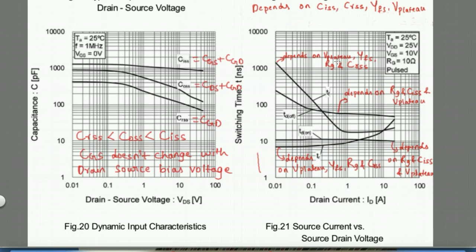the fall time depends upon the plateau voltage, forward transconductance, gate resistance and reverse transfer capacitance. The turn-off delay time depends upon gate resistance, input capacitance and plateau voltage. The on delay time depends upon the gate resistance, input capacitance and plateau voltage, and the rise time depends upon the plateau voltage, forward transconductance, gate resistance and reverse transfer capacitance. All of these parameters are varying with respect to the drain current, and in the electrical characteristics the specifications for these parameters were at 10 amps.